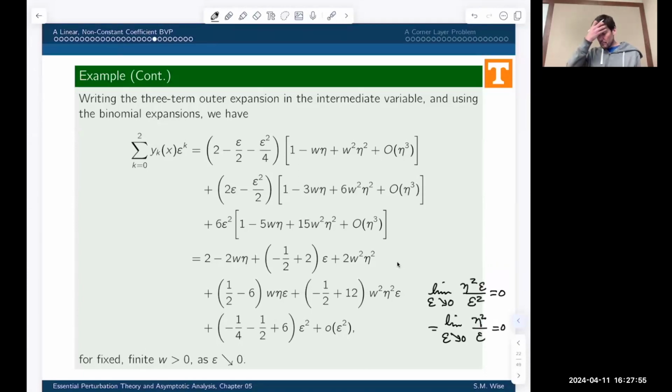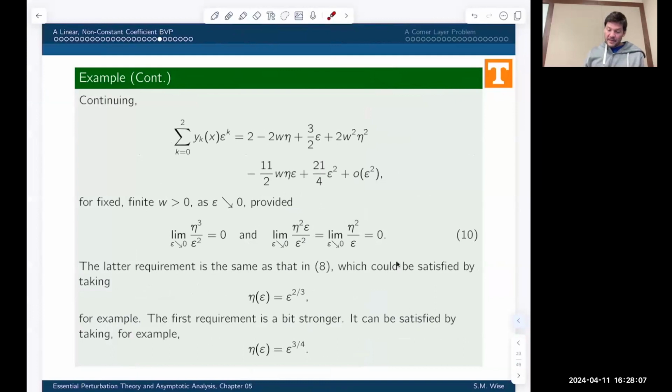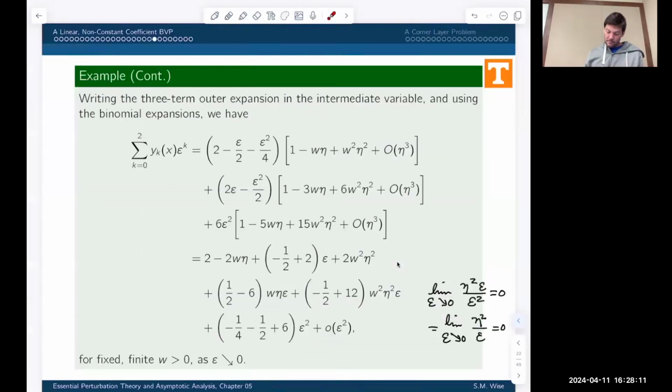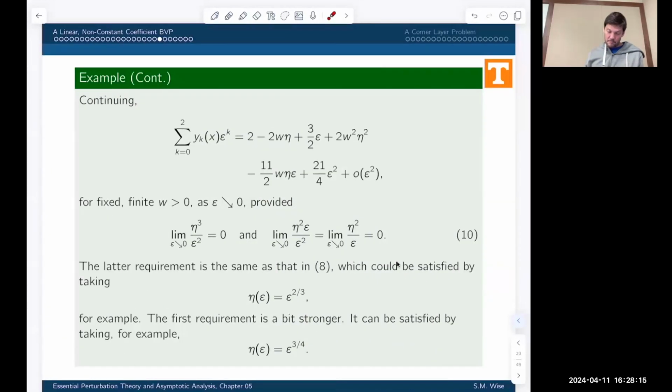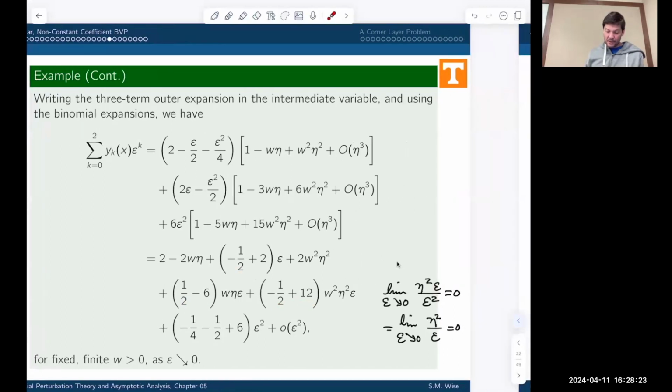So what is that going to do for me? Well, it's going to tell me that I need to set this scale to be a certain something, which we'll get to in a moment. So if I get rid of that one, that was my eta squared epsilon term, that extra bit, I'm getting rid of that. This just becomes a number, as does this one, and this one, and I figure out what those numbers are.